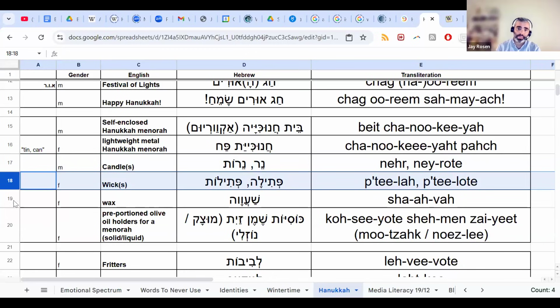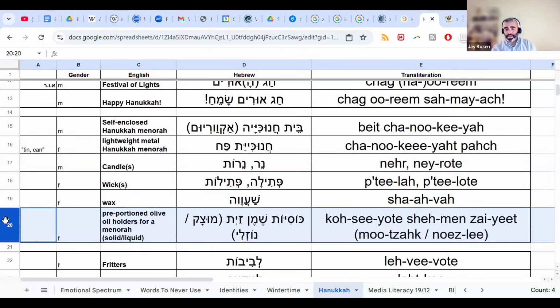Ptilot are wicks. Shava is wax. That's not just in terms of candle wax, that can be wax in any sense of the use of it. And another common thing you'll find here in Israel is the use of olive oil, because we're mimicking what happened during the temple being rededicated and so forth.